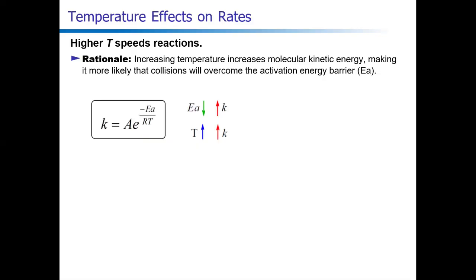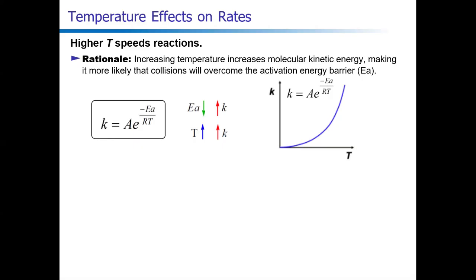This shows that k, the rate constant, depends both on activation energy and the temperature. As temperature increases, this exponent becomes less negative, so k increases. Here's a helpful summary. Increasing temperature leads to increasing the rate constant, and decreasing the activation energy also leads to increasing the rate constant.